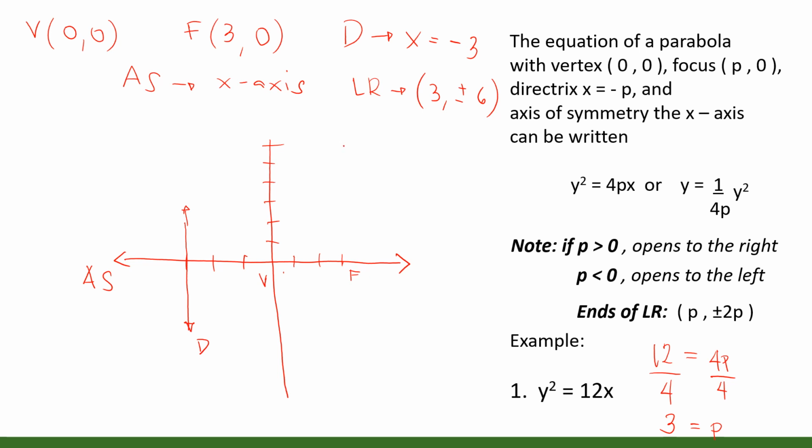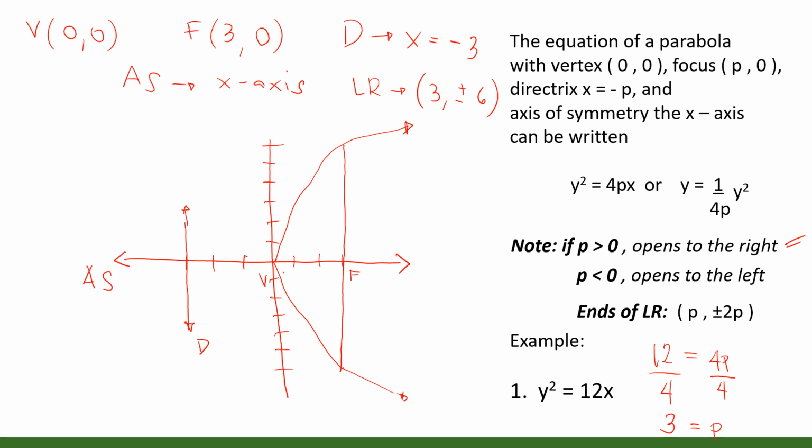So, this is 3, 6. And then, we go down 6. 1, 2, 3, 4, 5, 6. 3, negative 6. So, here it is. Connect the points passing through the focus. So, this is now our latus rectum. And then, from the vertex, we connect. And then, on the other side, we connect. So, our parabola opens to the right. Why? p is equal to 3 and 3 is greater than 0.